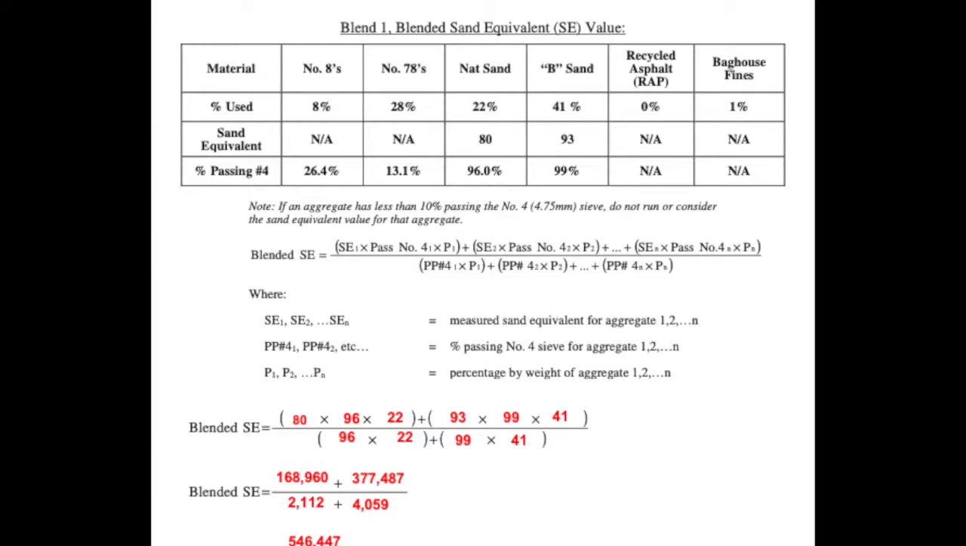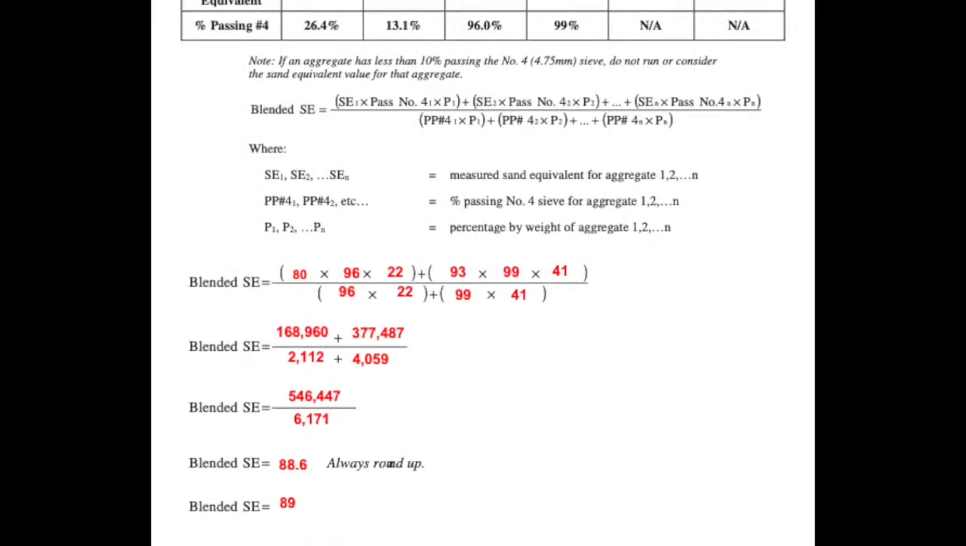So in this case, we will be looking at natural sand and B sand. The second set of parentheses underneath is the percent passing the number 4 times the percent material used in that blend. Divide those two, follow the equation step by step, and we will eventually arrive to an 88.6 blended sand equivalency for this particular blend, and always remember to round up to the next highest whole number, which would be 89.